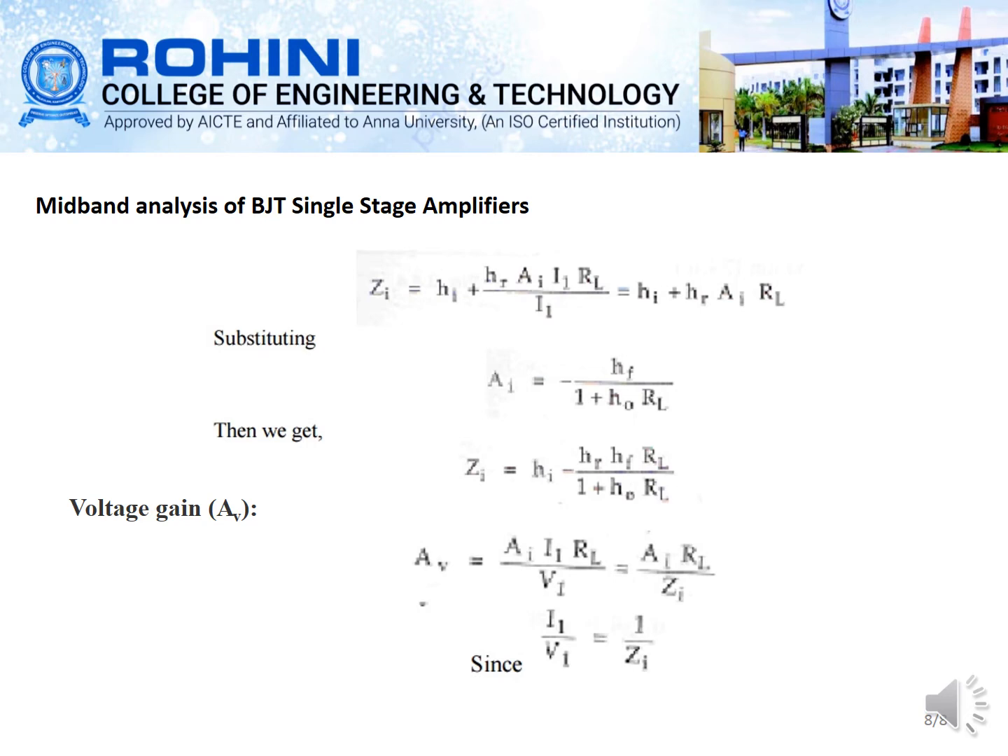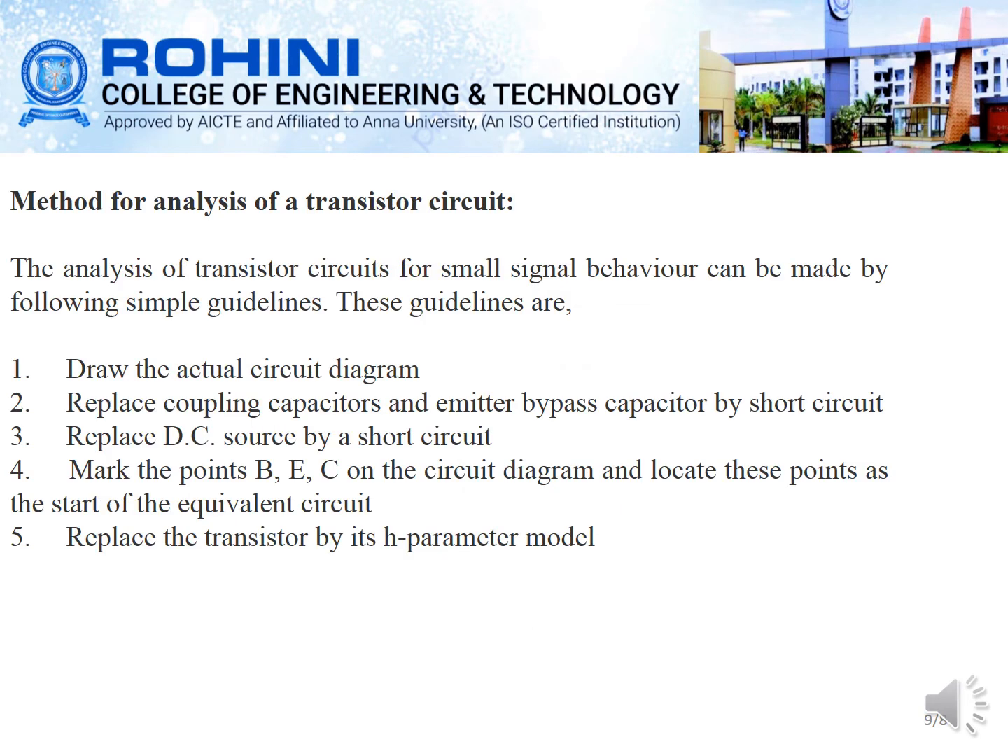we get the value of ZI is equal to HI minus HR into HF into RL divided by 1 plus H0 into RL. And to find the voltage gain, AV is equal to AI into I1 into RL divided by V1, which is AI into RL, where I1 divided by V1 is nothing but 1 by ZI. Voltage by current is nothing but impedance. So you can substitute the value: AV is equal to AI into RL divided by ZI.